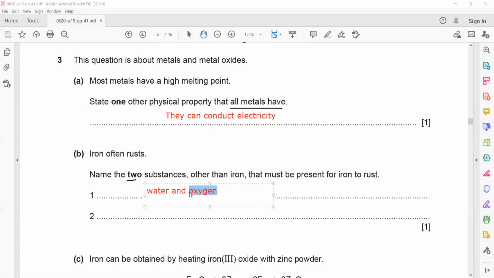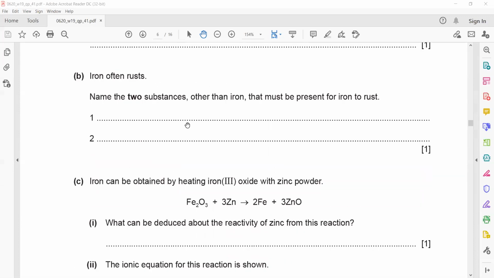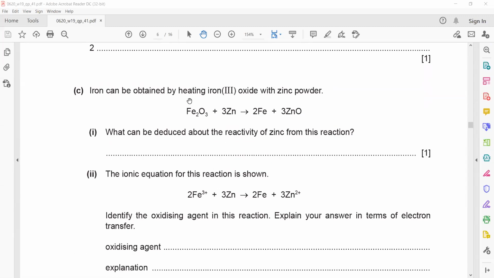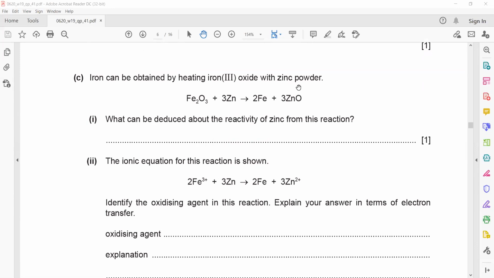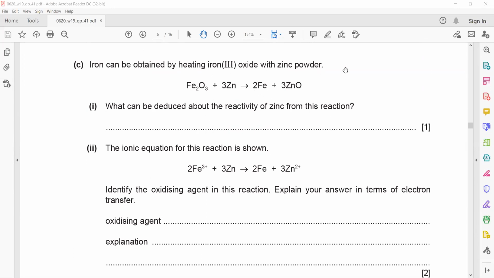Iron can be obtained by heating iron(III) oxide with zinc powder, because zinc is more reactive. So zinc can displace this iron. What can we deduce about the reactivity of zinc from this reaction? So we can say zinc is more reactive than iron, because it is able to displace iron from its compound.